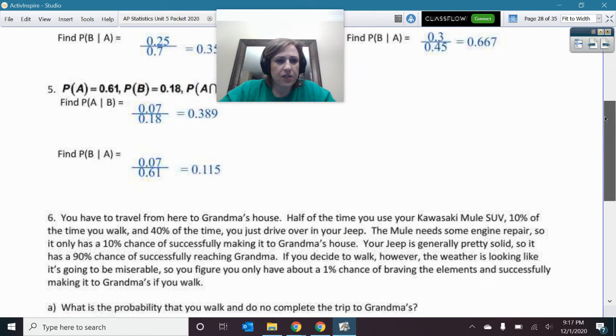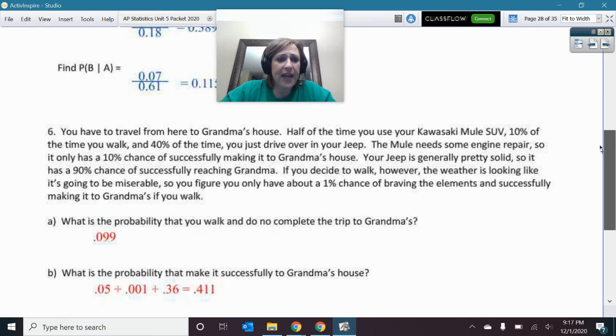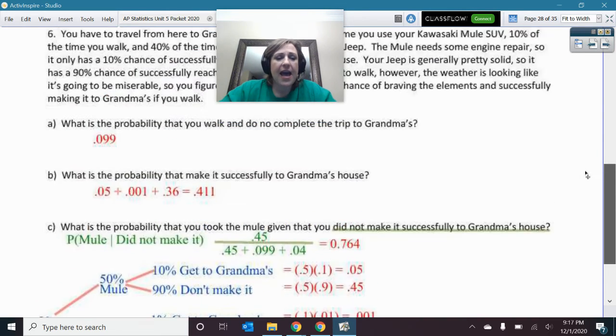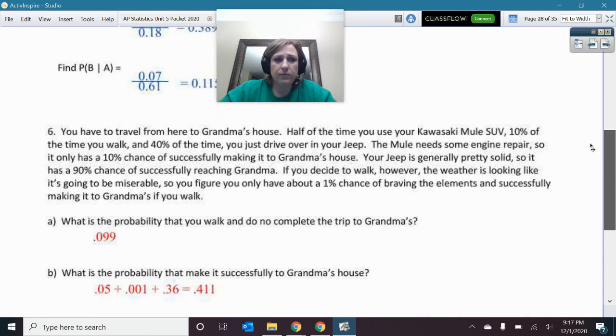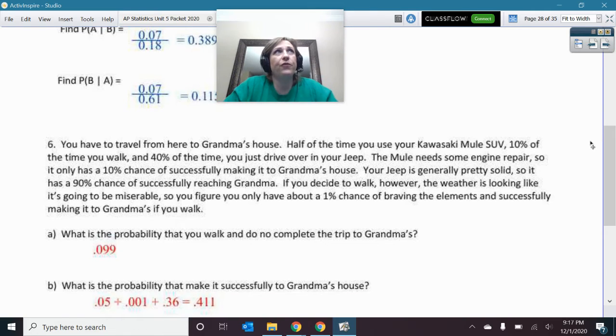Moving on. Now, here we have this situation here. First, let's go through when I'm reading this problem, what leads me to think, oh, this is a strategy.